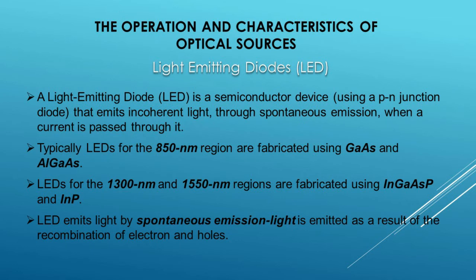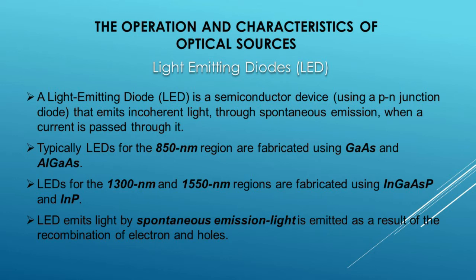A light-emitting diode (LED) is a semiconductor device using a PN junction diode that emits incoherent light through spontaneous emission when a current is passed through it. Typically, LEDs for the 850 nanometer region are fabricated using gallium arsenide and AlGaAs. LEDs for the 1300 nanometer and 1550 nanometer regions are fabricated using InGaAsP and InP.